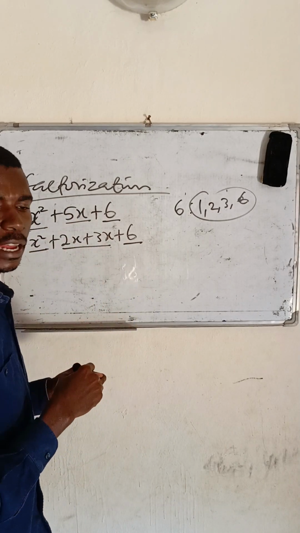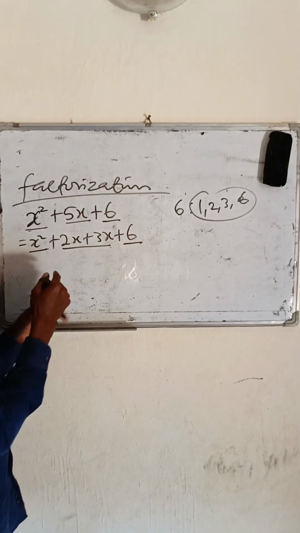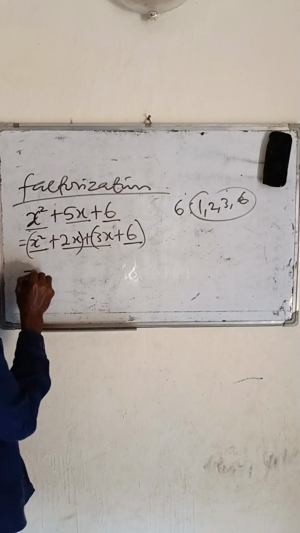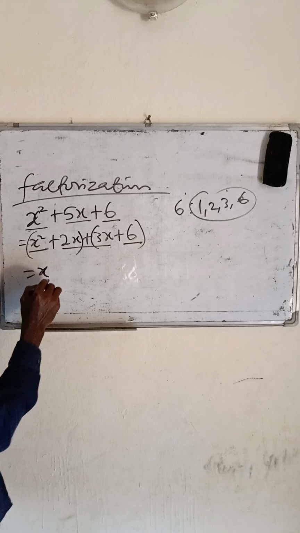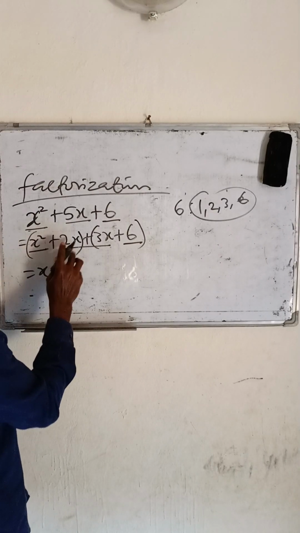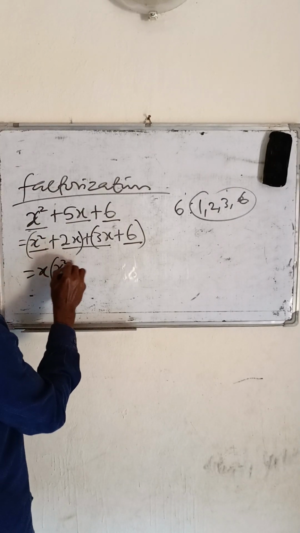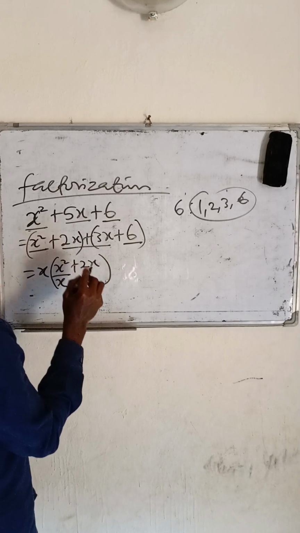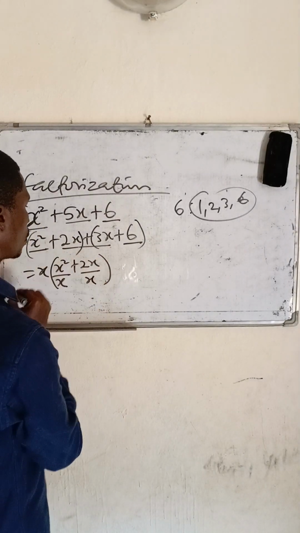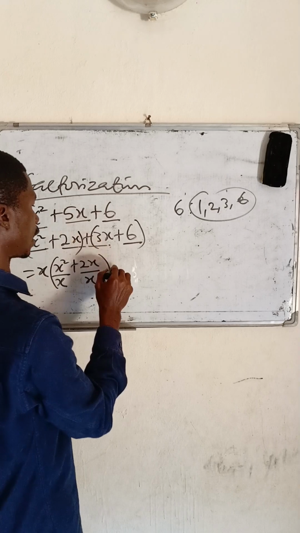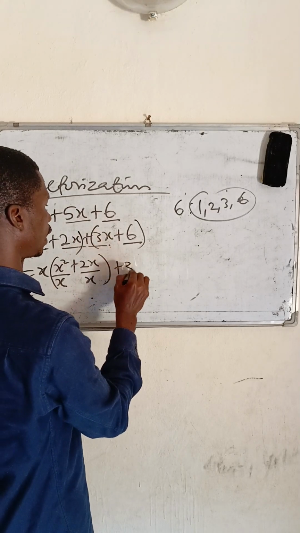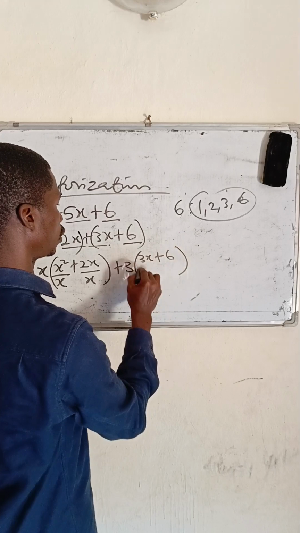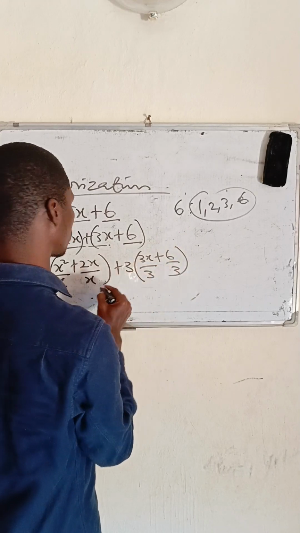After you've done that, what else are you going to do? You take these two, and these two. So what is common here now? X. Are you seeing it now? What is common again? Nothing. You put your bracket: x squared plus 2x. You divide by the common factor. You go to the next one and take your sign. What is common here? 3. You do a bracket also: 3x plus 6. You divide by the common factor.